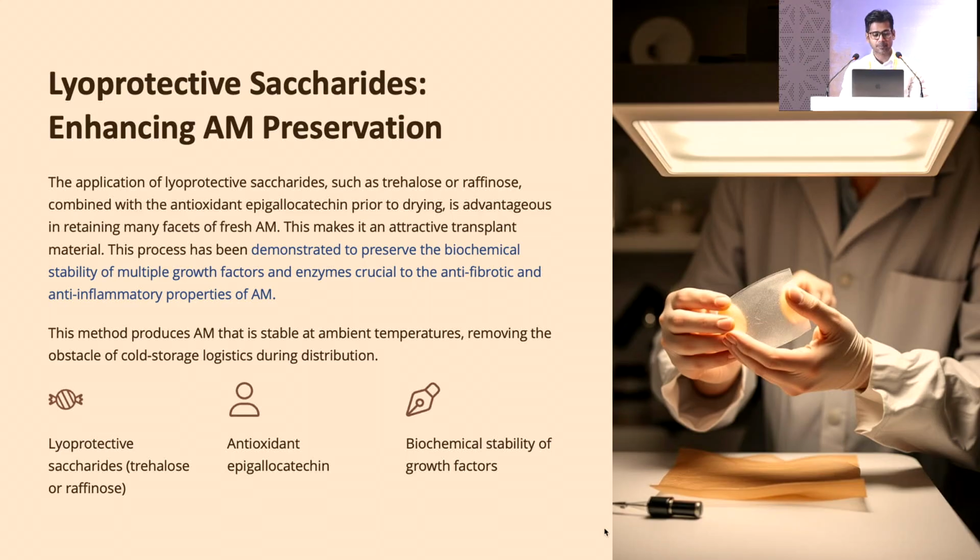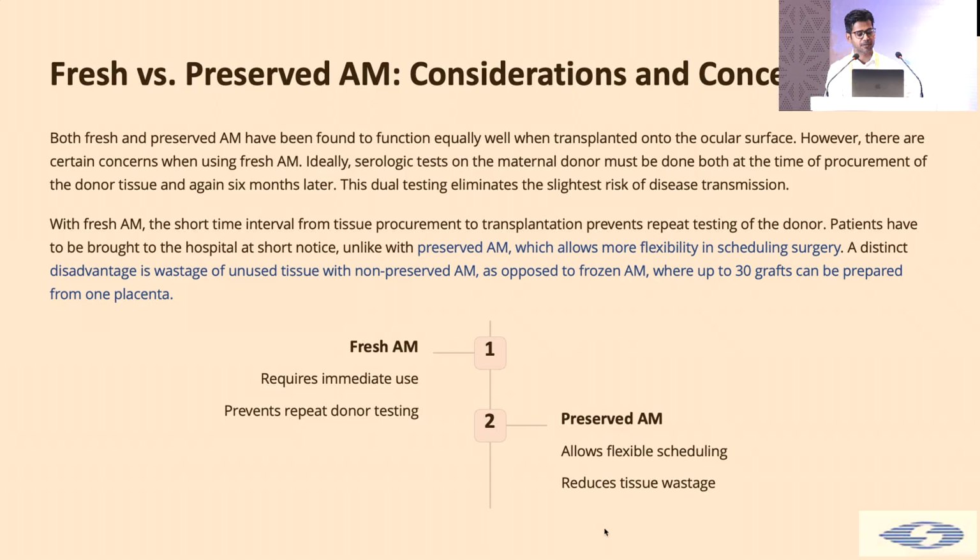It has been seen that the application of lyoprotective saccharides such as trehalose or raffinose has been demonstrated to preserve the biochemical stability of multiple growth factors and enzymes crucial to the antifibrotic and anti-inflammatory properties of amniotic membrane. Both fresh and preserved amniotic membrane have been found to function equally well when transplanted onto the ocular surface.